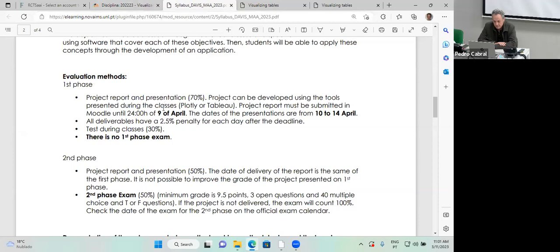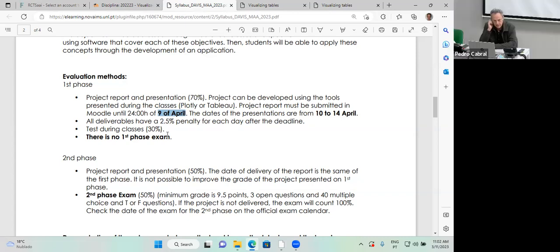So don't forget that the project should be delivered until 9th of April. Okay, so not a long time to go. So you have like less than a month. But the idea is not to develop so complicated things. Okay, so don't forget the focus is on data visualization concepts and theory.